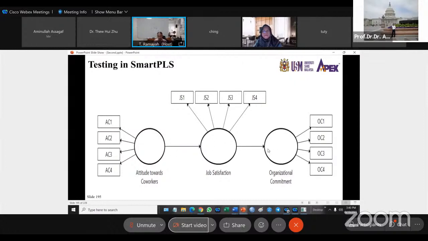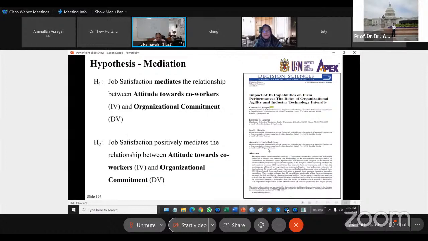The other thing is when we write hypotheses for mediation, we have all been trained to write the hypothesis which is H1. Right, Dr. Yus? Okay. But we can also write the hypothesis like this.